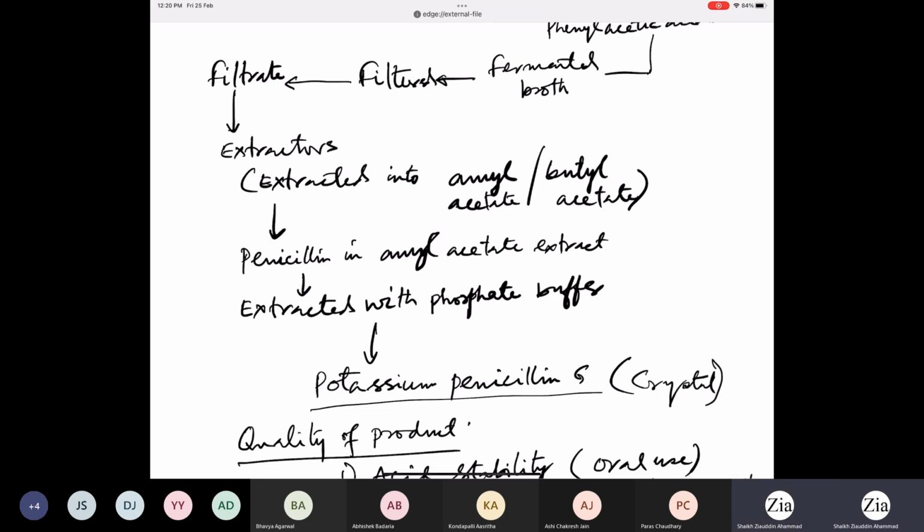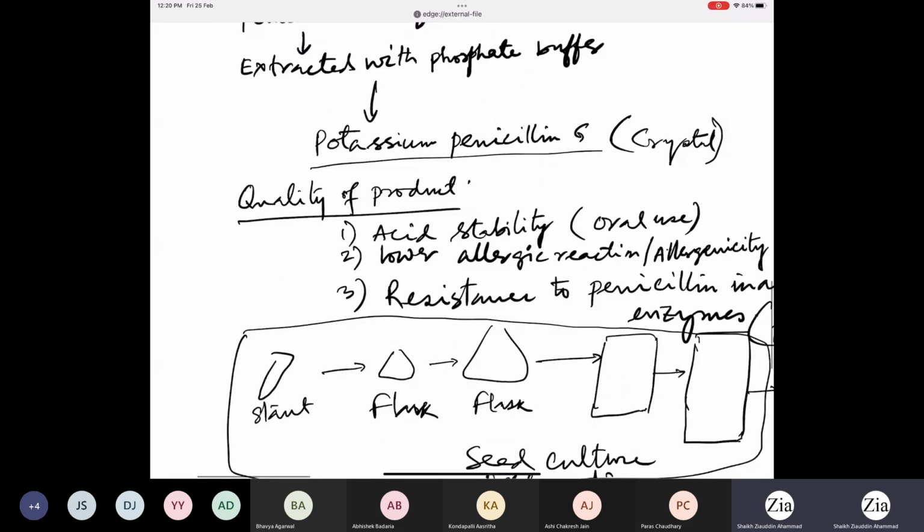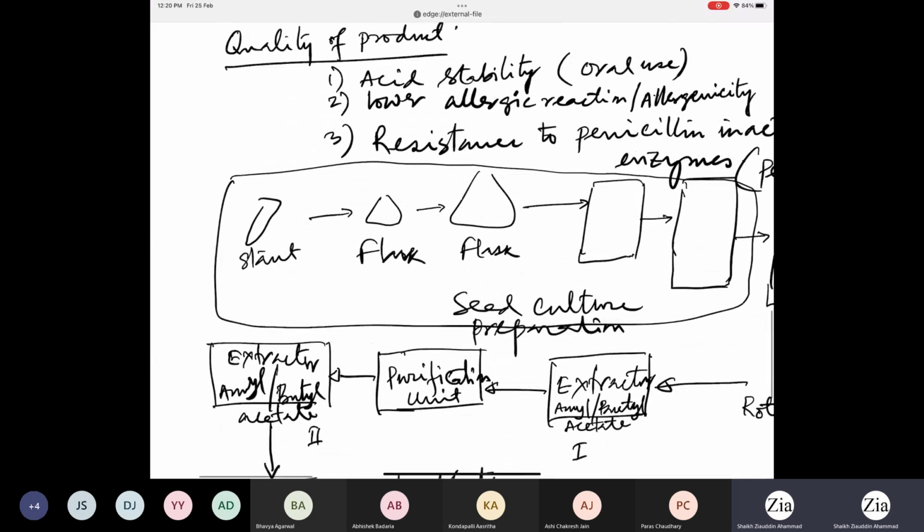And in the last class, I also mentioned that when you use any medicine as oral medicine, you always try to check acid stability and also allergenicity, because if it is showing any allergic reaction, then people will not show interest to buy that. And resistance to penicillin inactivating agent is also an important factor, and that is true with any other antibiotic. So whenever you produce any antibiotic, you have to make sure that this antibiotic is effective against the specific bacteria.